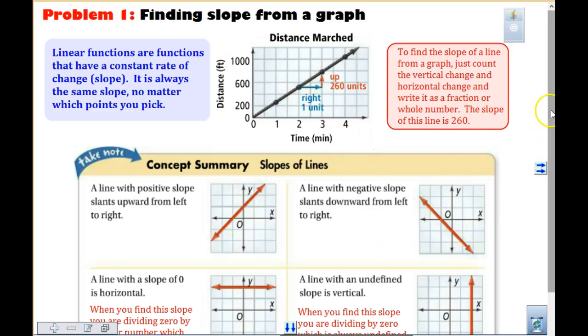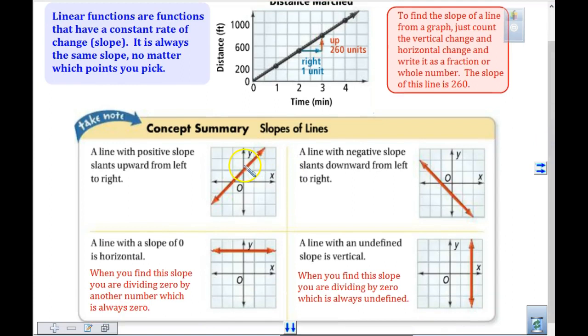If we are looking at a graph like this one, we would simply count our rise to our run, right? This is a positive slope. We went up one, that's positive, and over one. Here, this one also has a slope of 1, but it is a negative slope of 1, because you went down, that's negative, and as you go to the right, that's your positive.